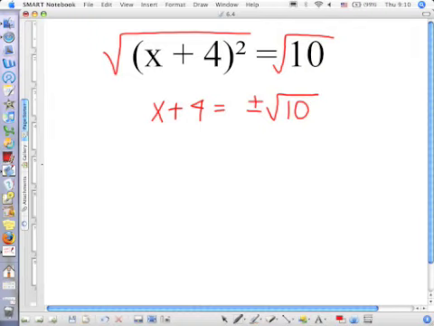Yes? Do you have to put plus or minus? You have to put plus or minus. But you didn't take the square root of 10. We did take the square root. It's just we didn't figure out exactly what it is. We're just leaving it as a radical.